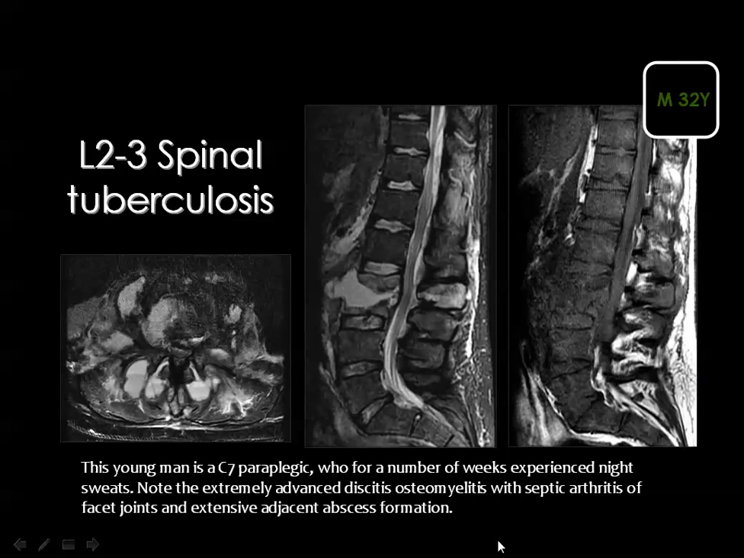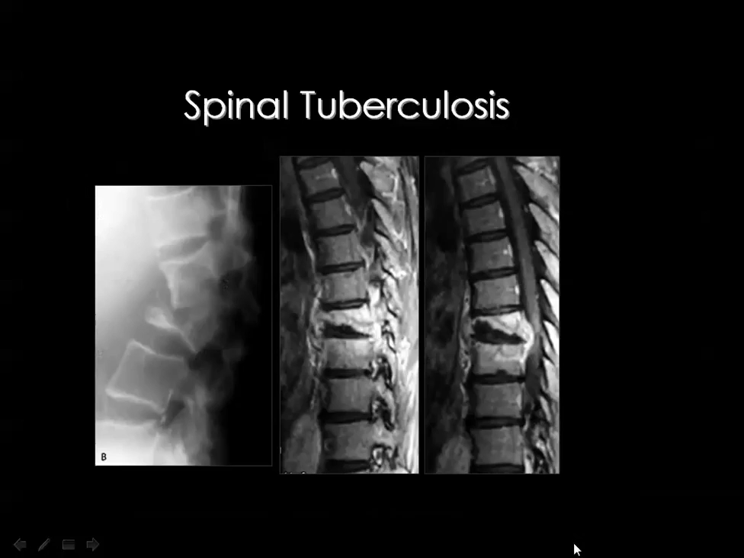And this is also an example of tuberculous osteomyelitis at L2-3 level. There is subtotal destruction of L2 and L3 vertebral bodies with involvement of the intervening disc space, as well as multiple para- and retrovertebral abscesses involving the psoas muscle as well as the back muscles. This is also spinal tuberculosis.